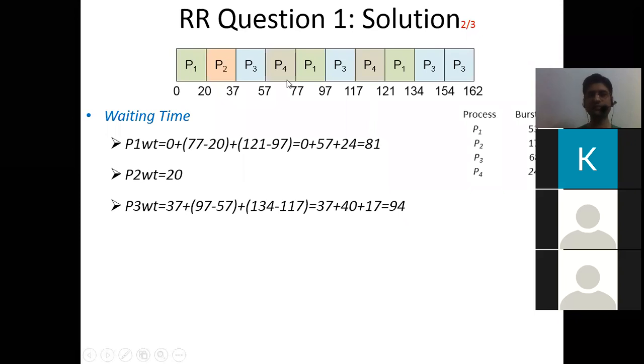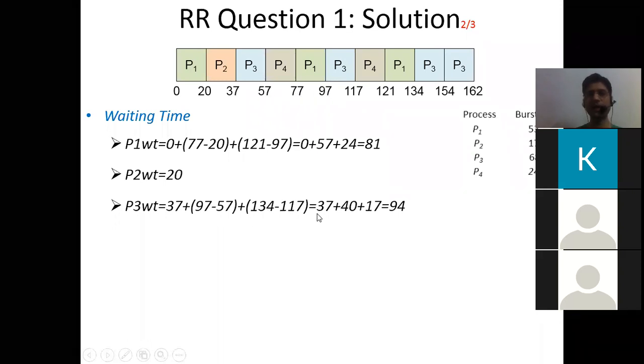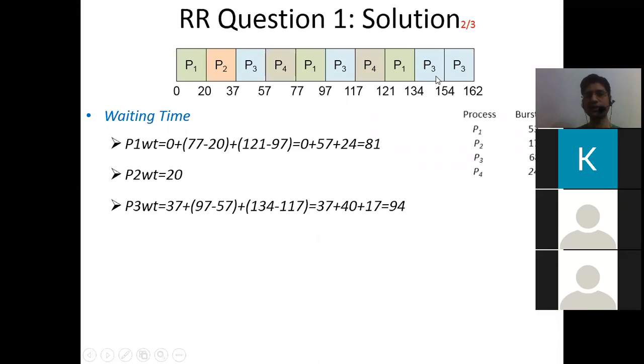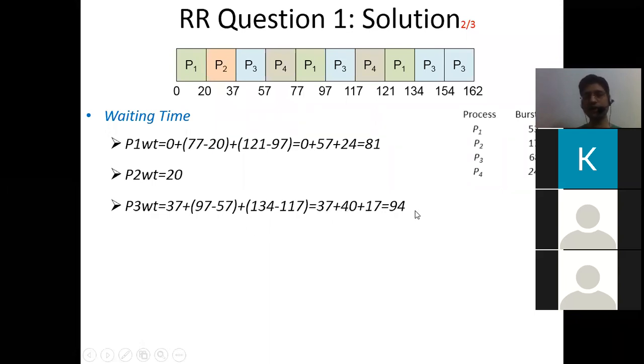As you can see here, for P3, the first time you get the CPU at 37 only, and then the next turn was at 97 unit time. So what is the difference between 97 and 57? That is 40. And then the next turn is 134. At 134 you get the CPU and then it goes on, because there was no other process remaining in the ready queue. It left the CPU at 117, so this is the difference of 17. So the total waiting time in the ready queue is 37, 40, 17, that is 94.